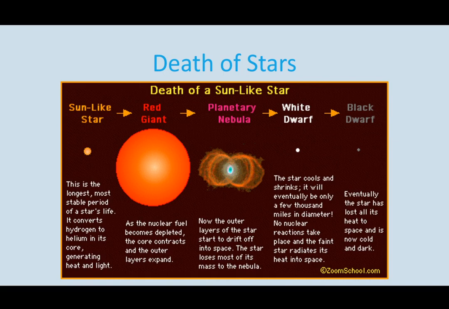Next, we come to a white dwarf. The star cools and shrinks, and it would eventually be only a few thousand miles in diameter. No nuclear reactions take place, and the faint star radiates its heat into space. So it goes from this red giant, loses most of its mass to the nebula, and becomes a white dwarf. Eventually, the star loses all its heat to space, and it becomes a black dwarf, just cold and dark. And that's the death of a star. That's what scientists expect to happen to our sun. But don't worry, they don't expect this to happen for millions of years, I believe.